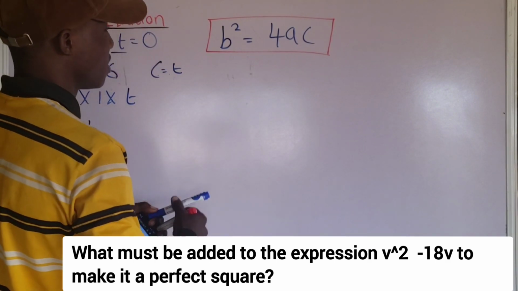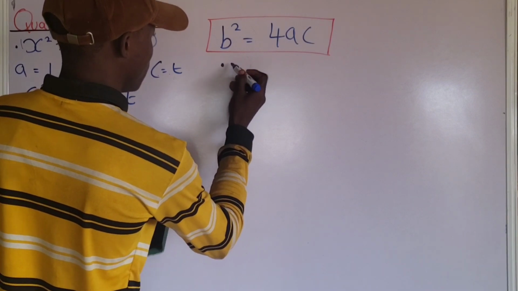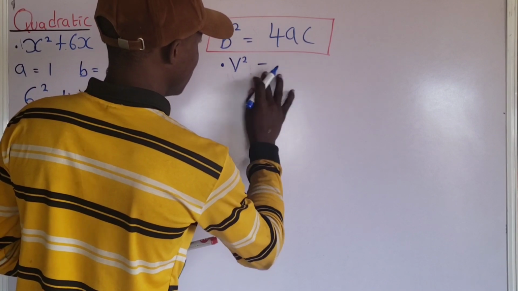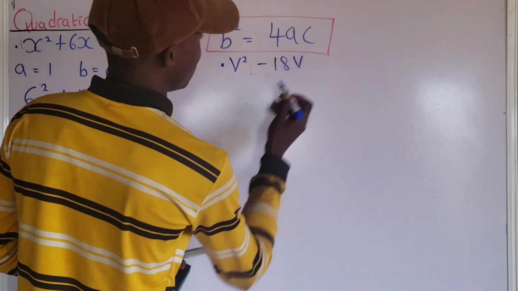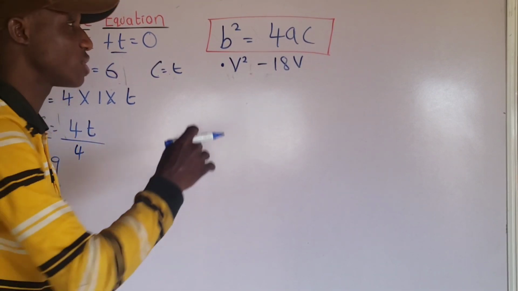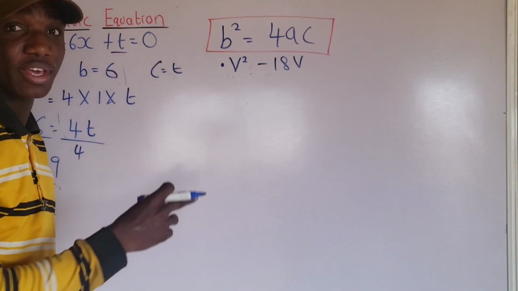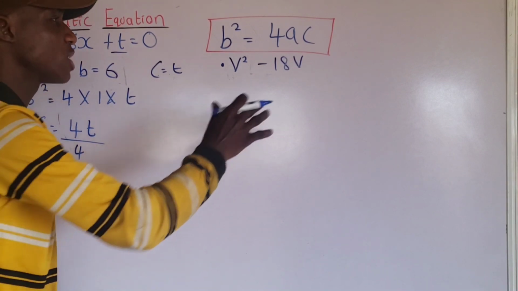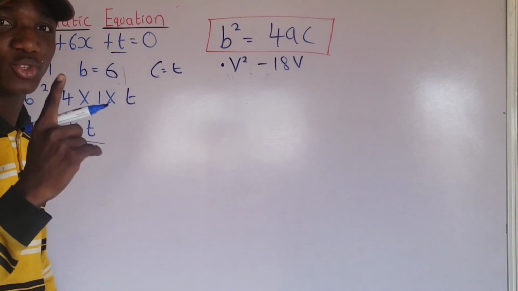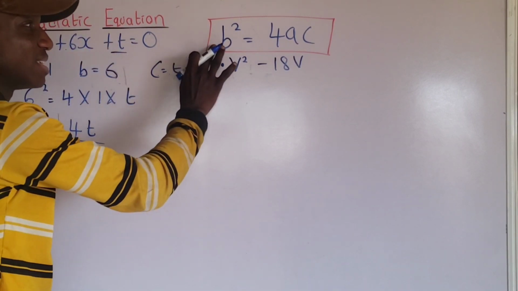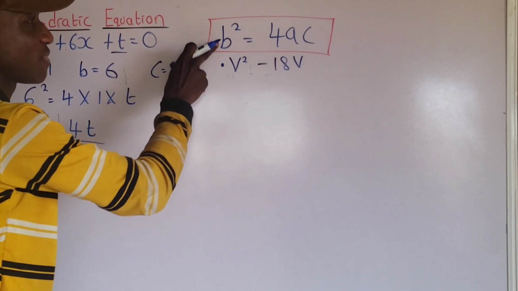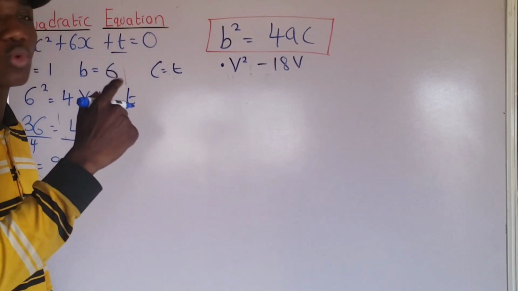This is a quadratic equation, I hope you know, because the highest power of the unknown is 2. Now, what must we add to this quadratic equation to make it a perfect square? Don't forget, the first step is to remember this condition: any quadratic equation that will be a perfect square must satisfy this condition, that is, b squared must be equal to 4ac.